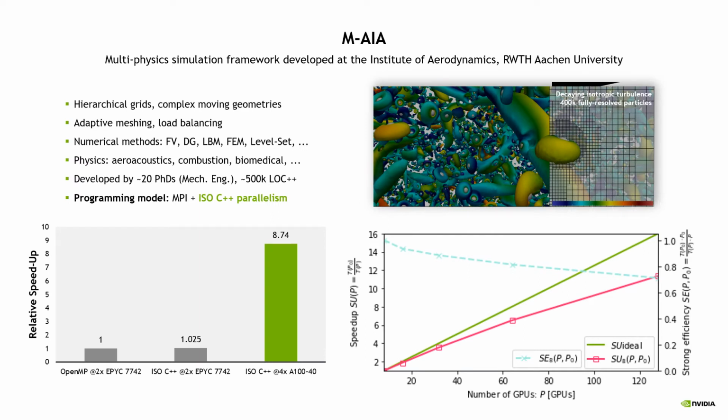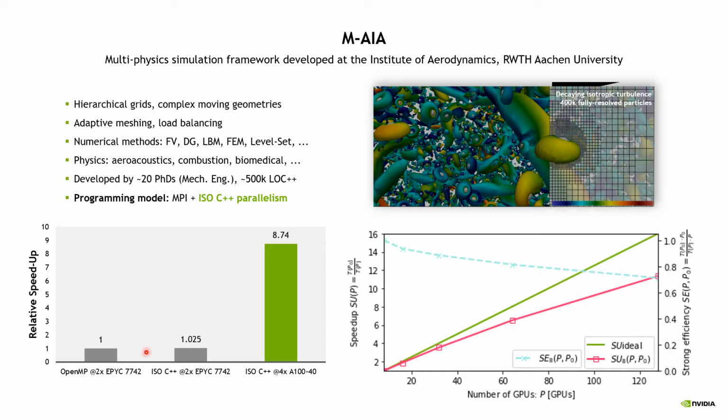Now, doing that with a mini app is one thing, but here I'm showing a full application. This is Maya, which comes from RWTH Aachen University in Germany. This is a multi-physics package that has over 500,000 lines of code. Not all of this application has been refactored to use ISO C++ at this point, and the result I'm showing is from their Lattice-Boltzmann solver, that portion of the code. This portion of the code has been written using ISO C++ for on-node parallelism and MPI for inter-node parallelism.